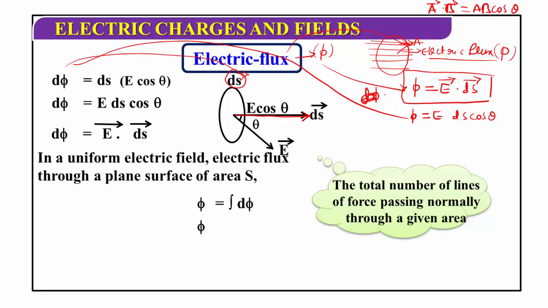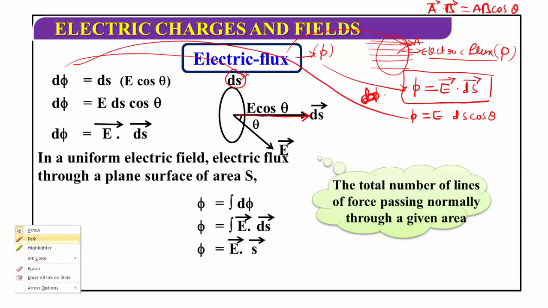The line integral of d phi. Therefore phi is equal to the electric field E into ds, which is the expression for electric flux, or phi is equal to vector E dot ds. Here, these are simple mathematical equations.